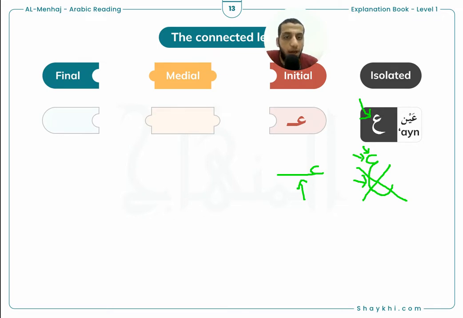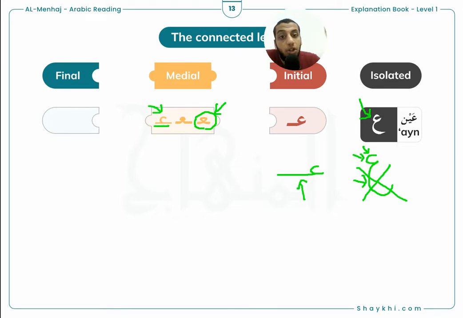The middle form is the same as the initial form, but just what? Right, excellent, but just a line before it. This is the first shape of the letter Ayn in the middle form. And this is the second shape of letter Ayn in the middle form. And this is the third shape of letter Ayn in the middle form.